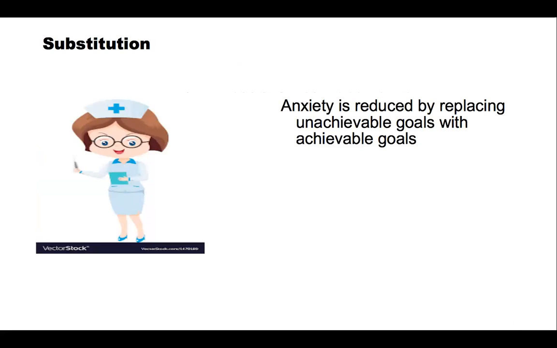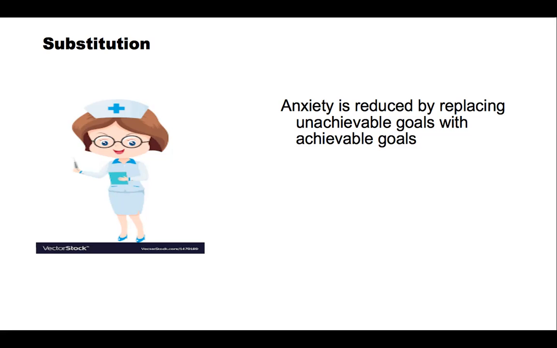Next one is substitution. It's a mechanism by which tension or anxiety is reduced by replacing unachievable goals with achievable goals. For example, a student who has not been able to get admission to the MBBS course may try to substitute it with a course such as physiotherapy or nursing. Another example, a person who aspired to become a national level cricket player but has not been selected may try to substitute his goal by being a coach at a college level.